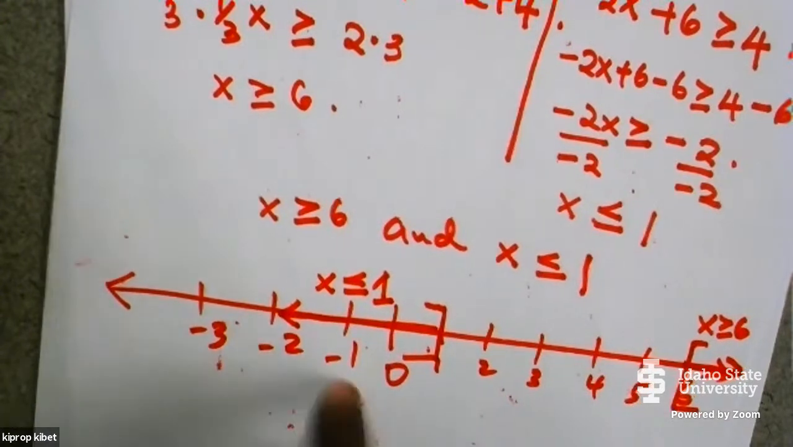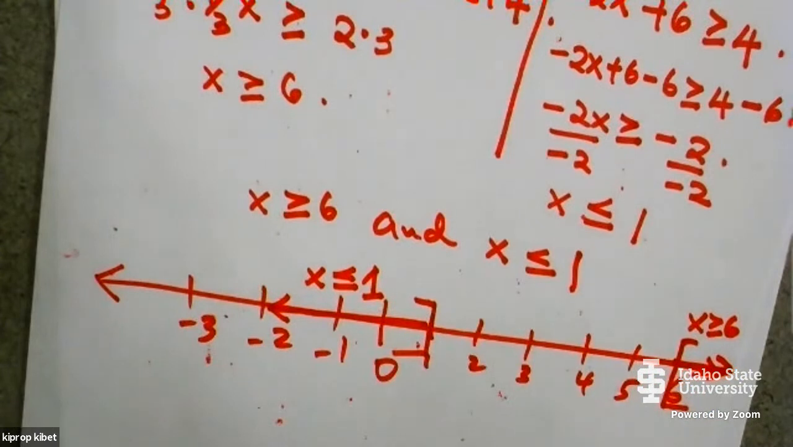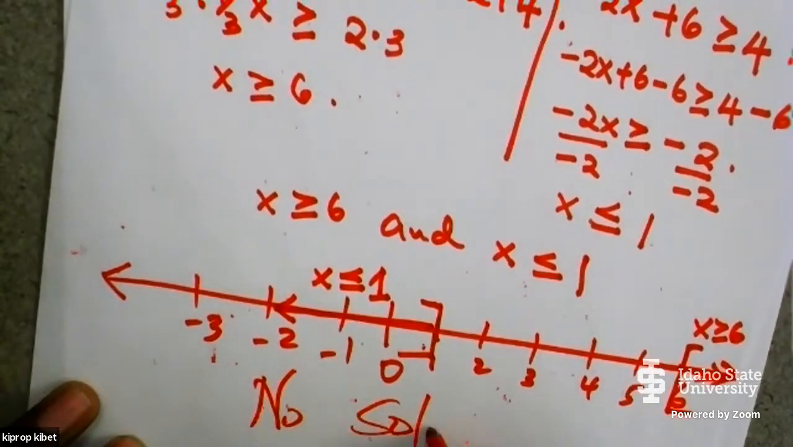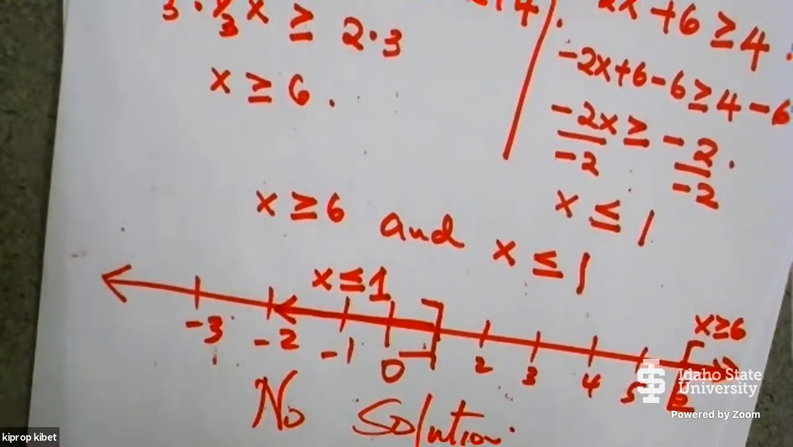Now, if you look at this, is there any solution there? Is there any value that satisfies this and also satisfies this? No. There is none, right? So there is no solution.